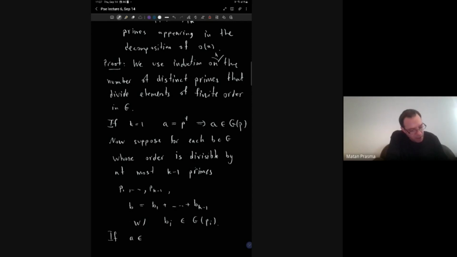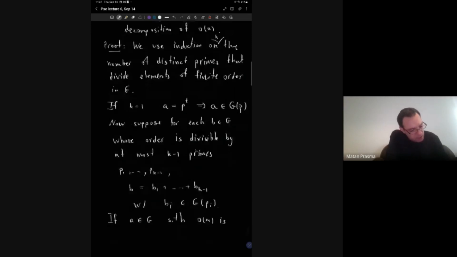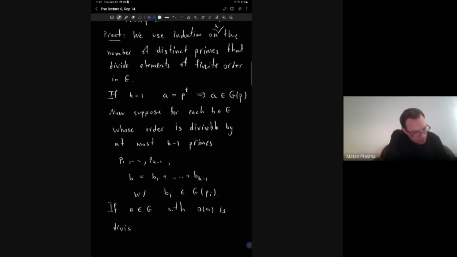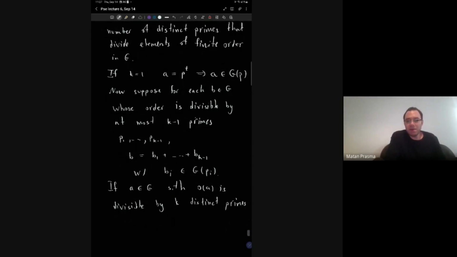If I now take an element such that the order of this element is divisible by k distinct primes, say the order of A is P1 to the R1 up to PK to the RK.